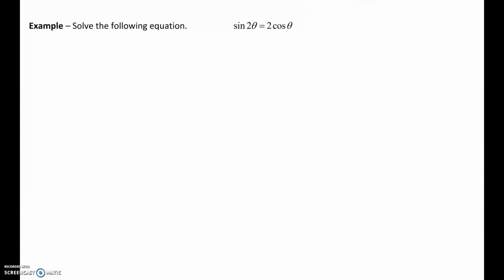All right, the next one: solve sine 2 theta equals 2 cosine theta. For this one, I'm not going to use u substitution yet, because if I do sine u equals 2 cosine u, I'm not really sure where that's going to go. So I'm going to start by using the double angle formula. You just kind of have to think about what's going to work out, or try something, and if it doesn't work, try something else. So sine of 2 theta is 2 sine theta cosine theta. So you have 2 sine theta cosine theta equals 2 cosine theta.